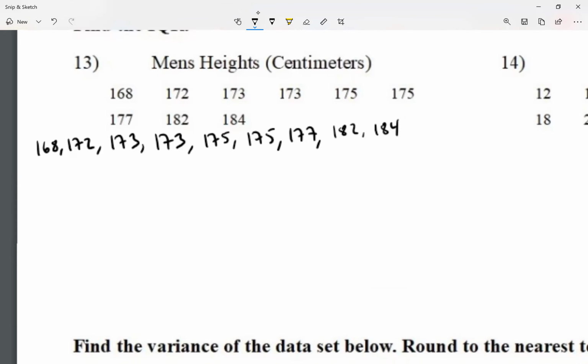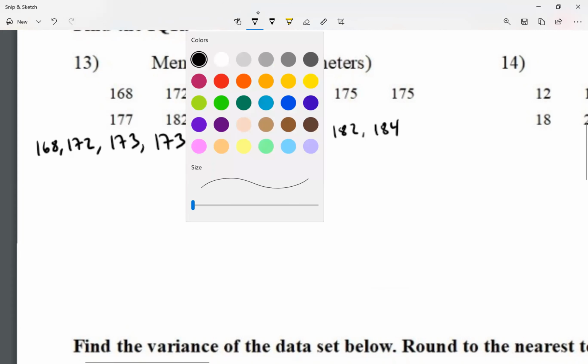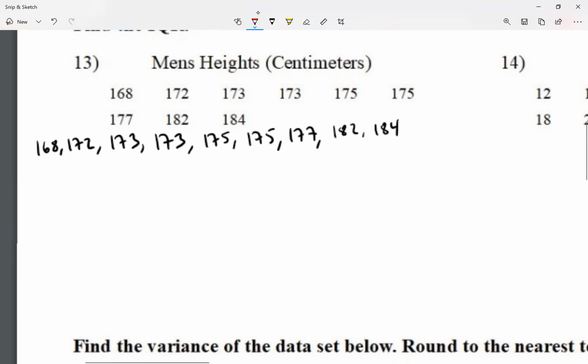There's 9 numbers, right? I counted how many numbers there are. There's 9 numbers. 9 is an odd number. So my median, the number in the middle, is one of these numbers. Now let me find the number in the middle. That's right here. Some people call this median. Some people call this quarter 2.